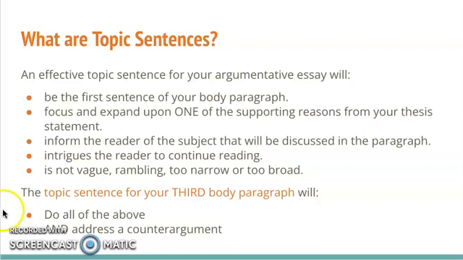Now, this part right here is very important to note. We're going to get into more detail about that in just a bit in this video, but this is extremely important. The topic sentence of your third body paragraph will do everything that is stated above, and it will also address the counter-argument. And we're going to talk about what the counter-argument is in just a few slides. So keep that in mind because that's going to be extremely important to meet the requirements of an argumentative essay.